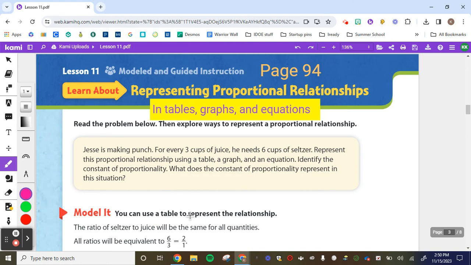In lesson 11, we are talking about representing proportional relationships, and we will be representing them with tables, graphs, and equations. This is on page 94 in your book.